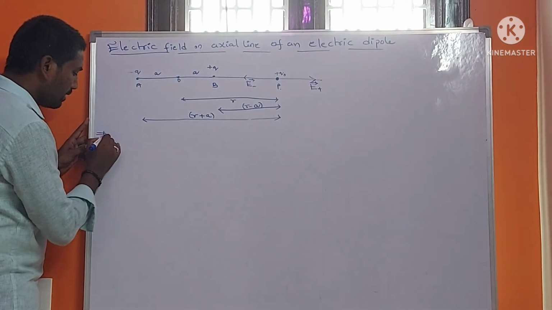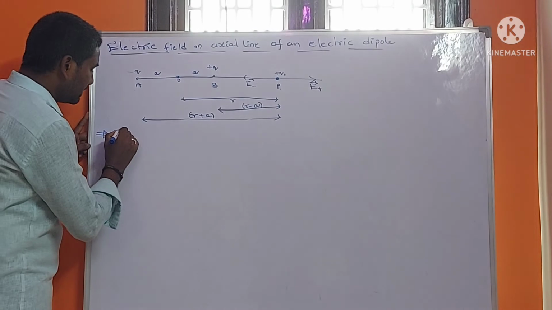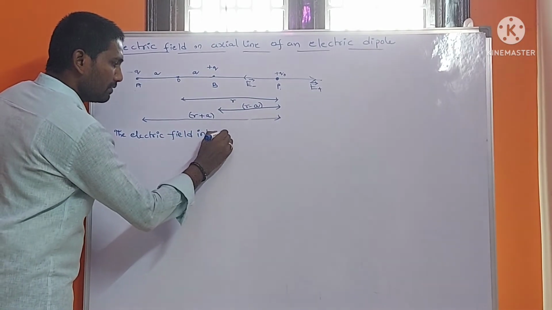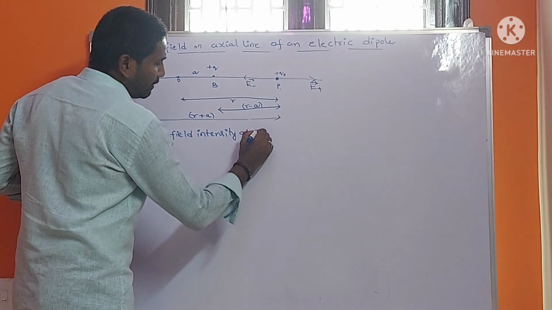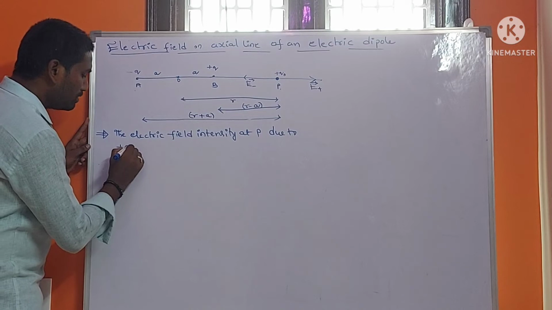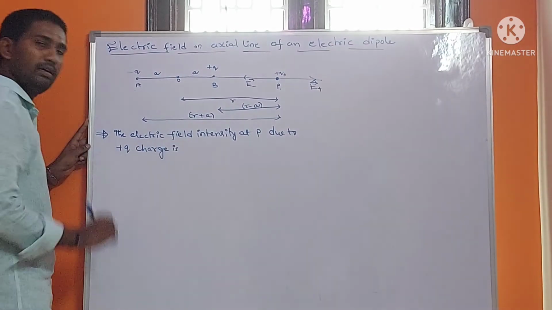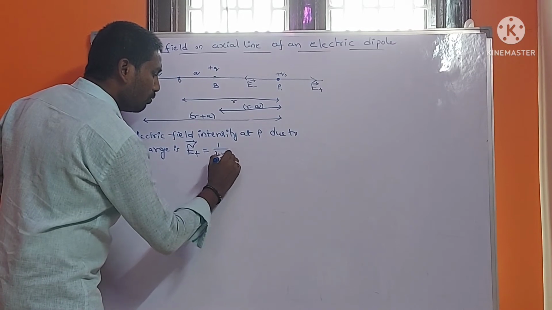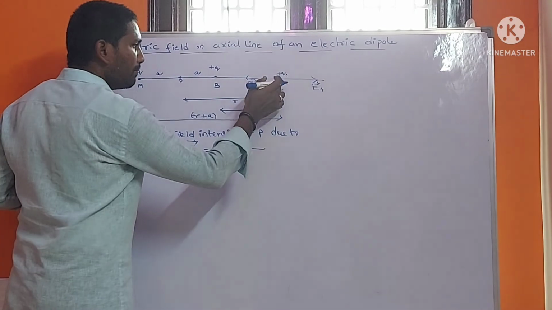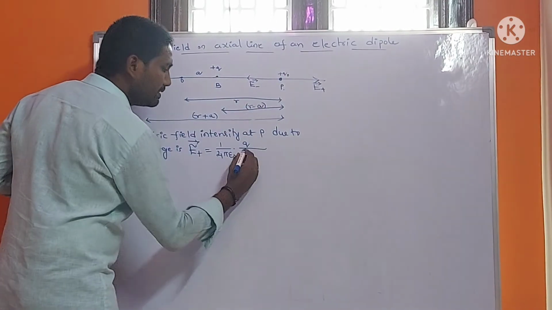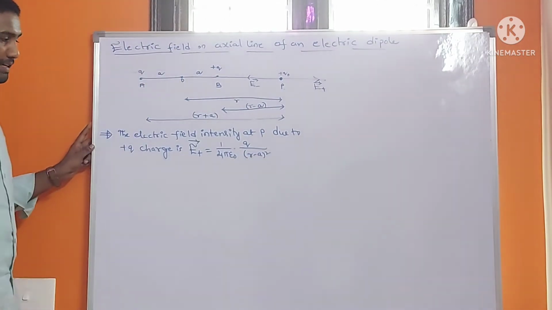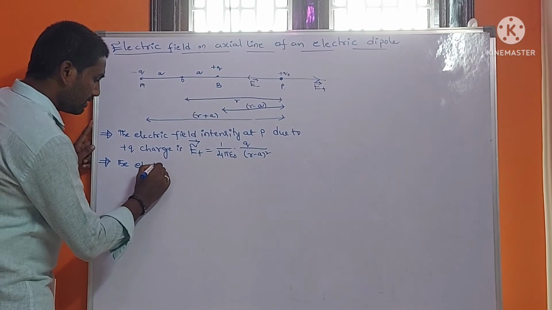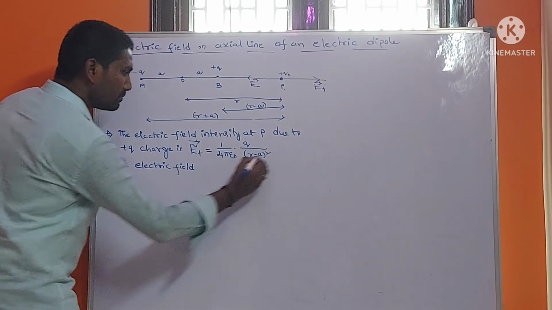Now, first point, observe clearly, very important. The electric field intensity at P due to positive charge is, that is equal, E plus Z equal to 1 by 4 pi epsilon naught into plus Q by, from P to Q how much distance is there, that is R minus A whole square. This is the equation number 1.